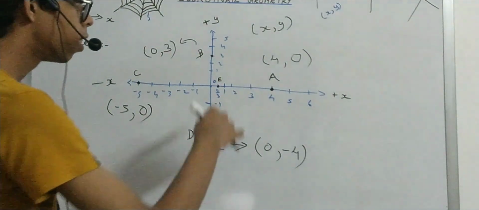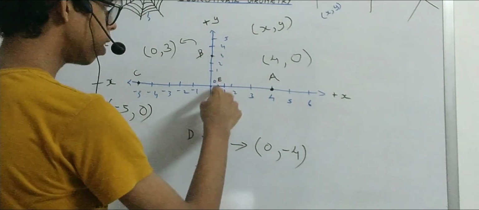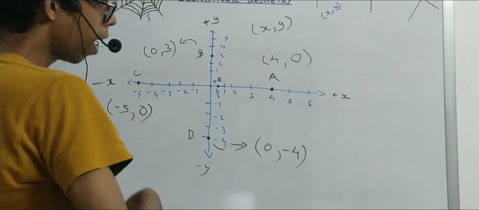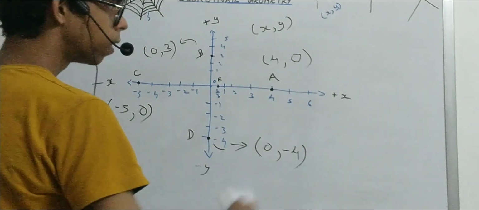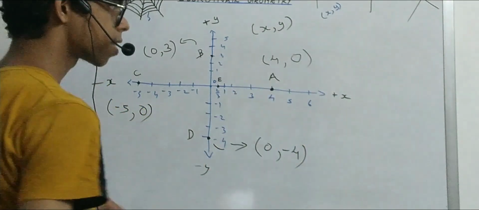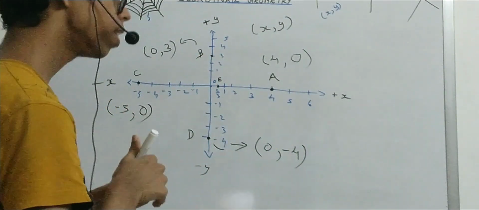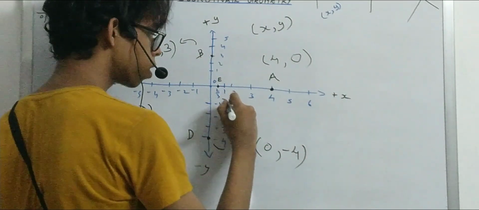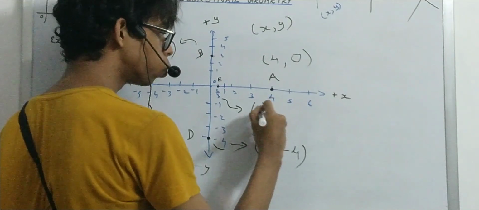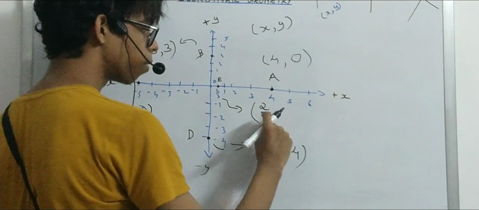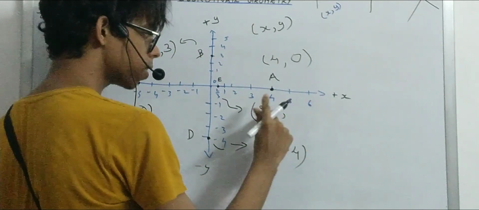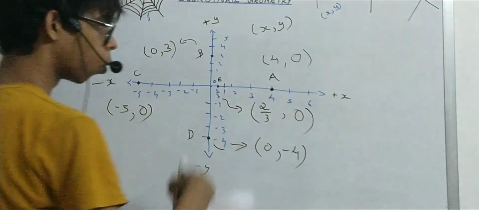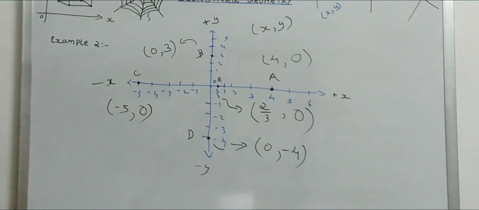Now our last one is point E, which is lying on 2/3. Now just see, where is this 2/3 lying? This 2/3 is lying on the positive x-axis, which means our y-coordinate will be 0 because it does not have any point lying on it. Since it lies on the positive x-axis, we will be getting 2/3. So the coordinates of point E will be (2/3, 0). Okay, I hope it is clear to you.